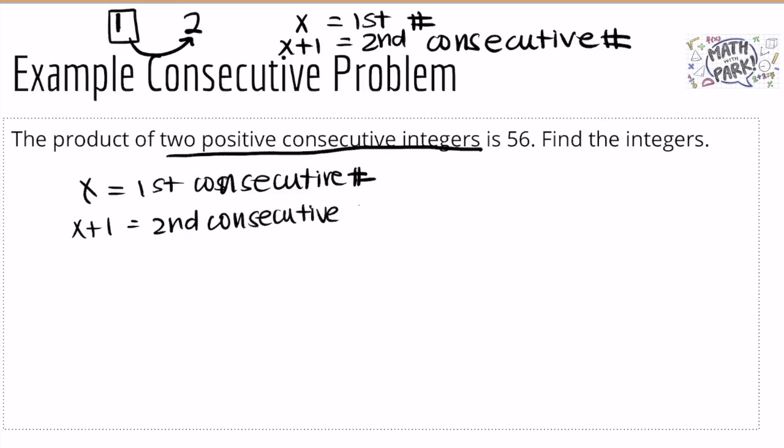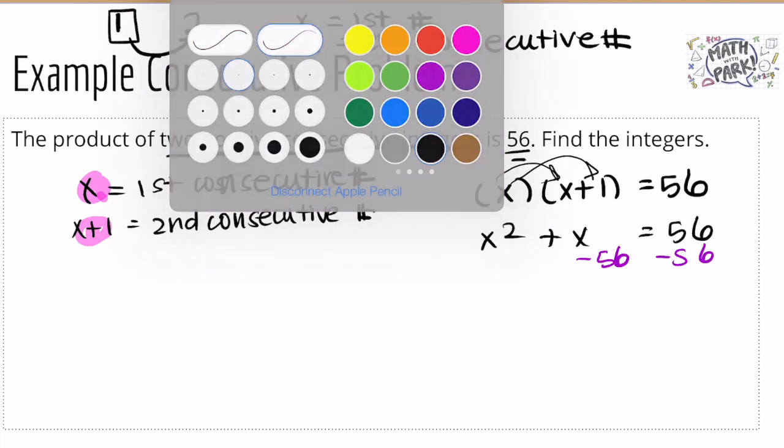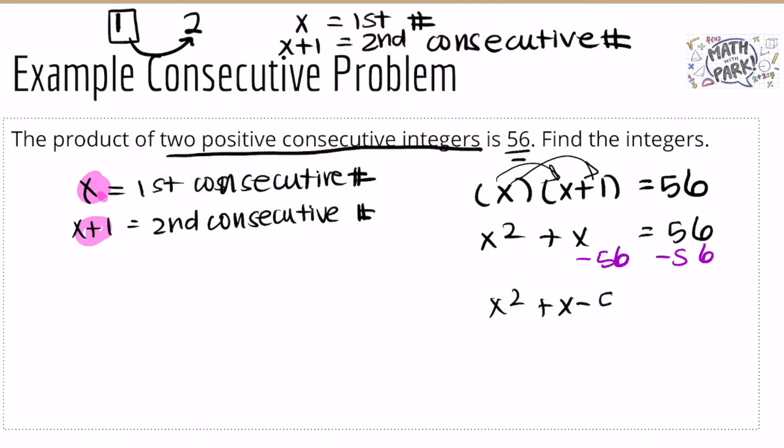And because that word said product, we know that when we multiply these two values, we want it to equal 56. So x times x plus 1 equals 56. Distribute the x, we get x squared plus x equals 56. Then we're going to subtract 56 from each side. And you'll get x squared plus x minus 56 equals 0. When you do the x method, you'll do a times c, which is negative 56. And our b value is 1, so we know it's 8 times negative 7.